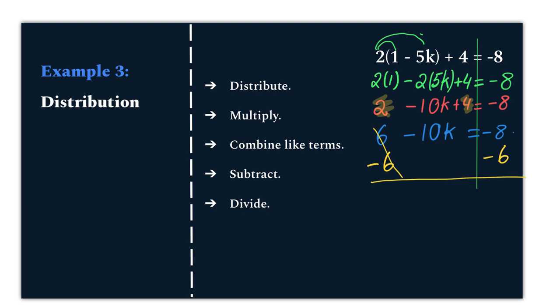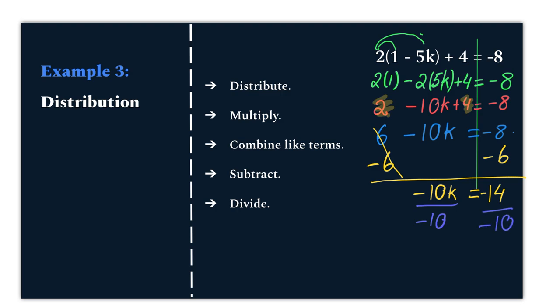6 minus 6 equals 0. Negative 10k equals, well, 2 negatives. That means we have to add: negative 8 minus 6 will be 14, and it will be a negative number, negative 14. Now we have to divide by negative 10.